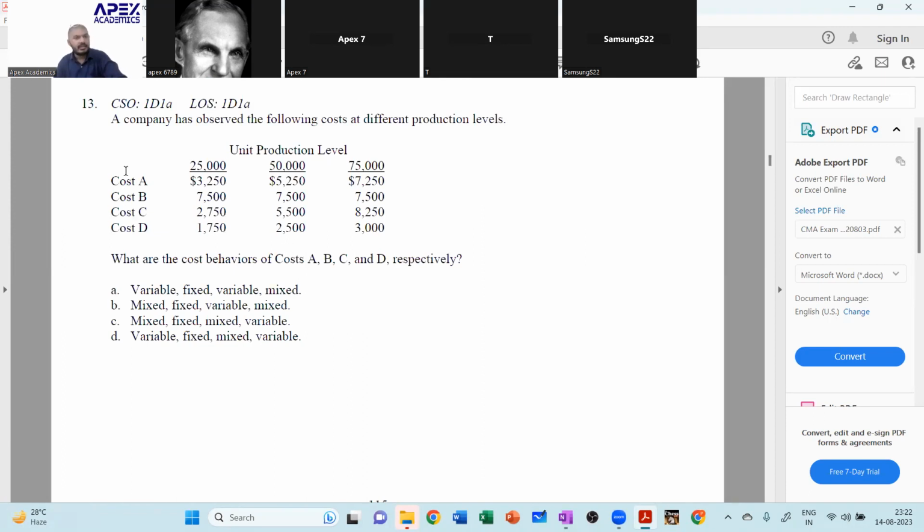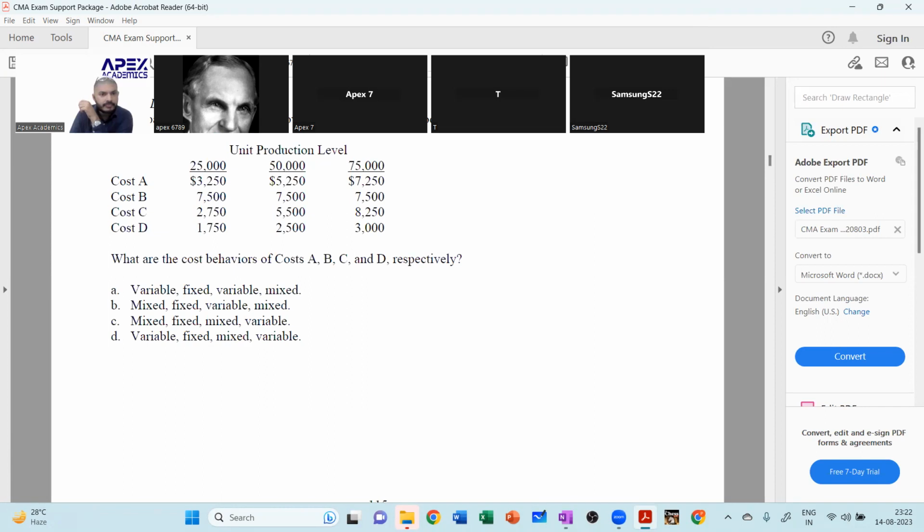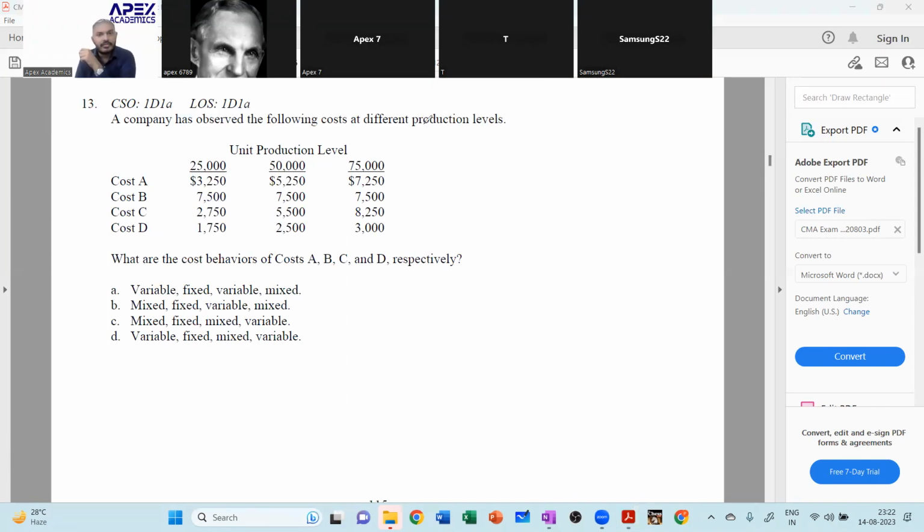An easy question. What does it say? A company has observed the following costs at different production levels: cost A, cost B, cost C, cost D. You have to identify their cost behavior, meaning whether it's a fixed cost, a variable cost, or a semi-variable, that is, a mixed cost. The way of doing this is very, very simple.